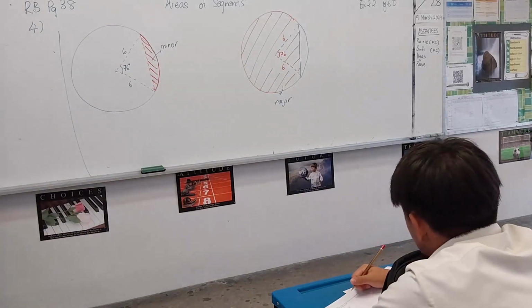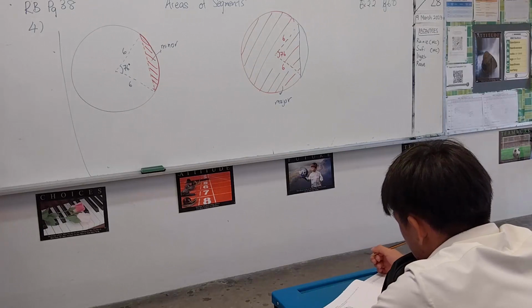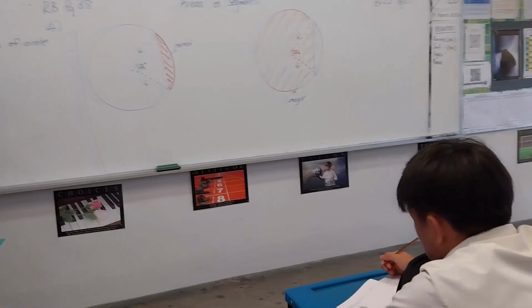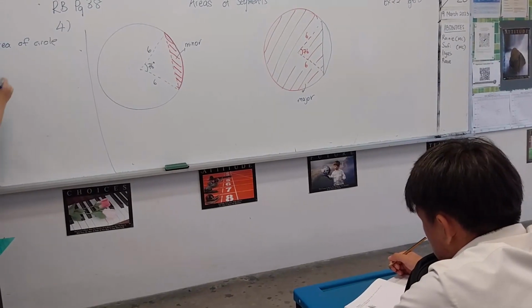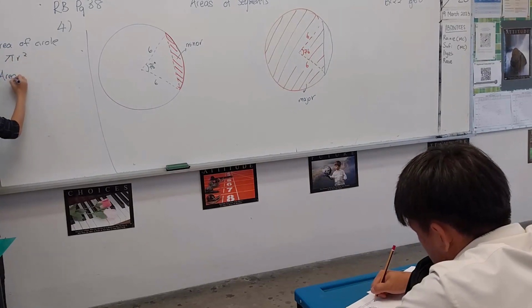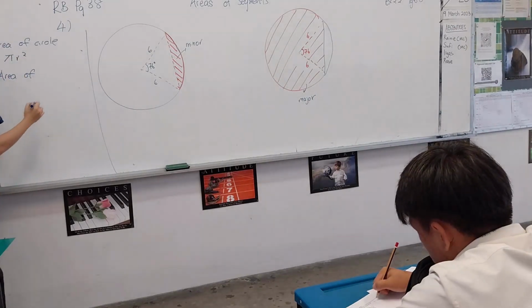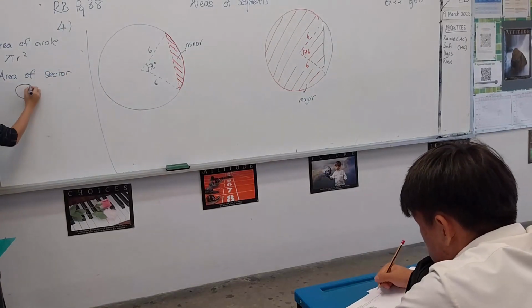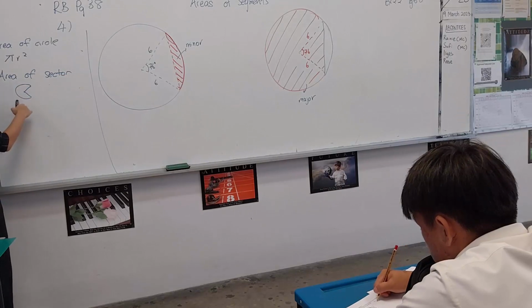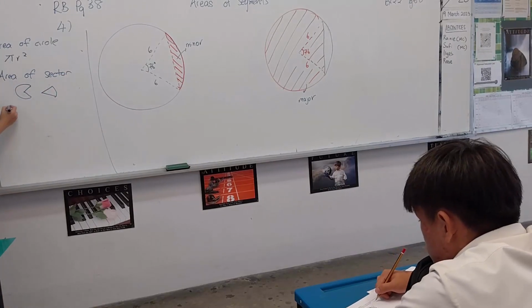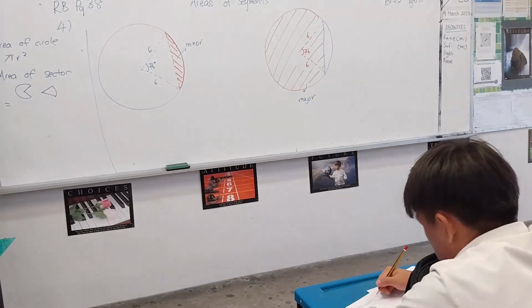Before we start, let's revise some of the formulas. The first formula we will revise is the area of a circle. What is the formula for the area of a circle? Pi r squared. Next, we will look at the area of a sector. The sector will look like this. That's the major sector, or it can look like this. That's a minor sector.